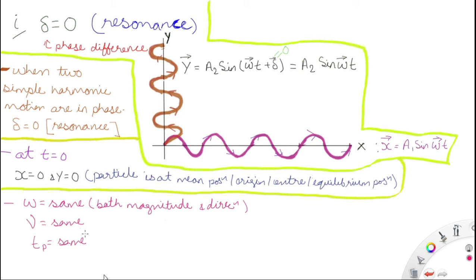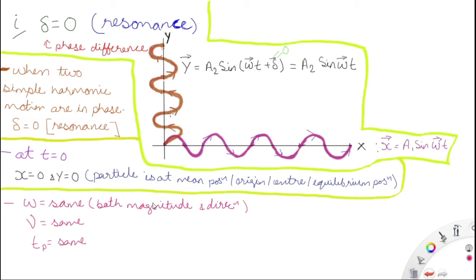Now at t = 0, x = 0 and y = 0. The particle is at the mean position, the origin, the center or equilibrium position. The center is known as the origin, this is the mean position, and the mean position is the equilibrium position. That has been explained before, along with the meaning of these terms.